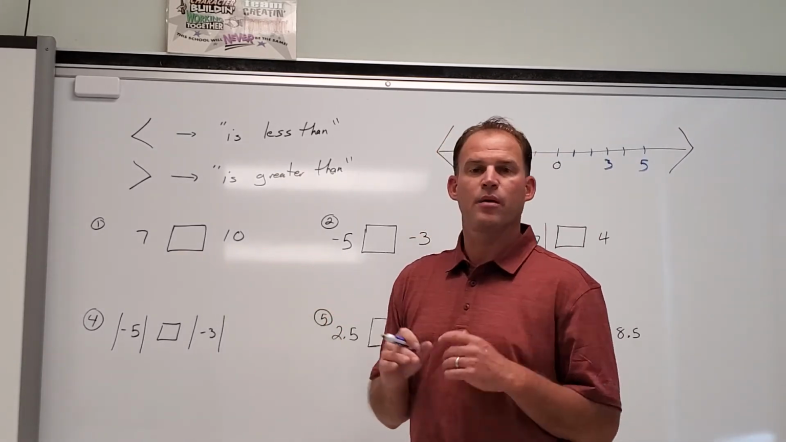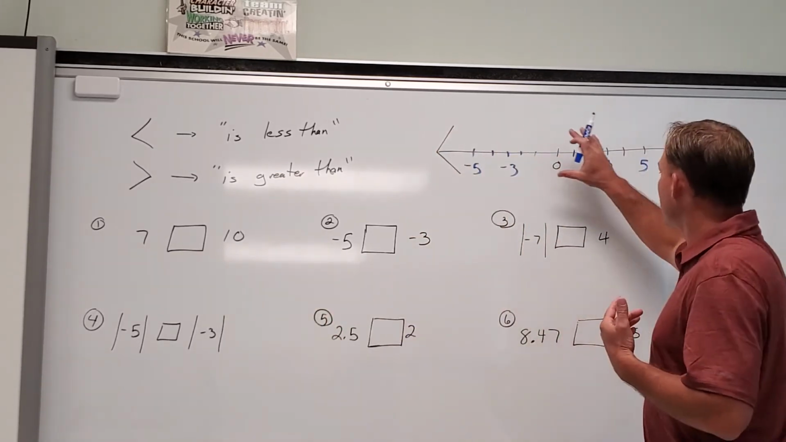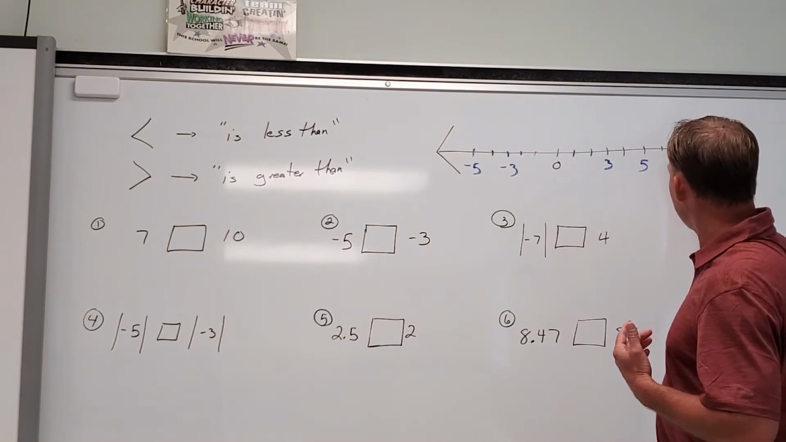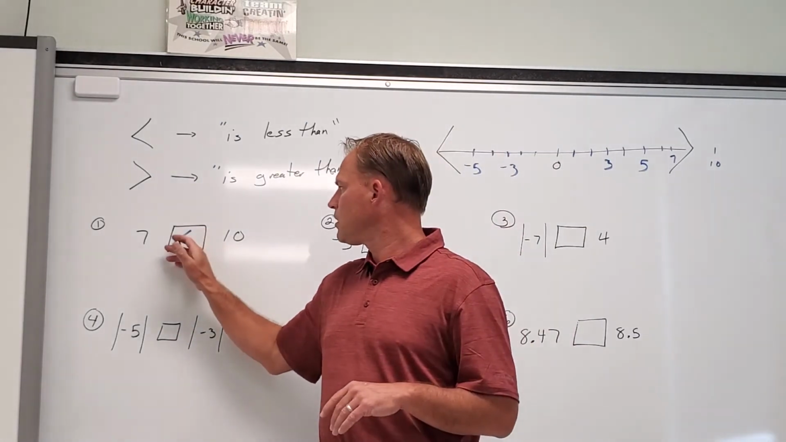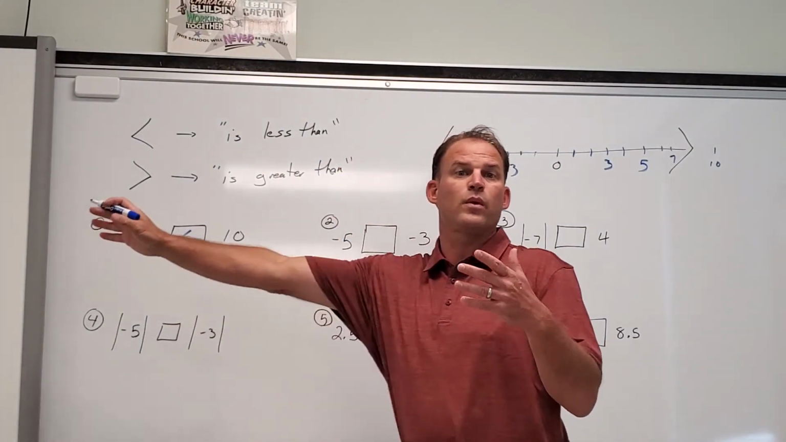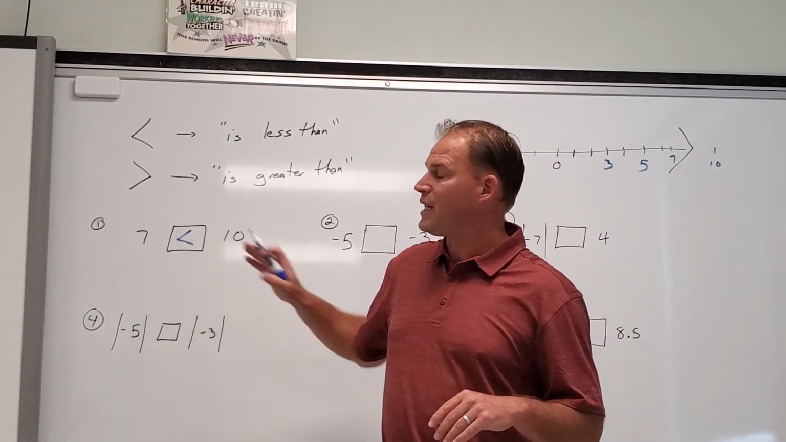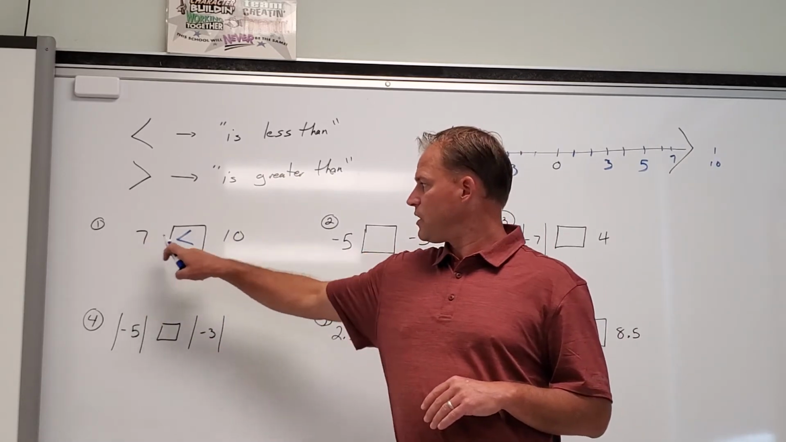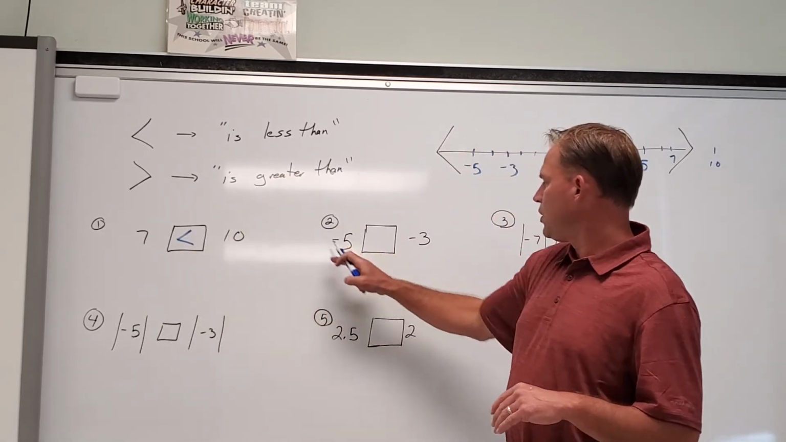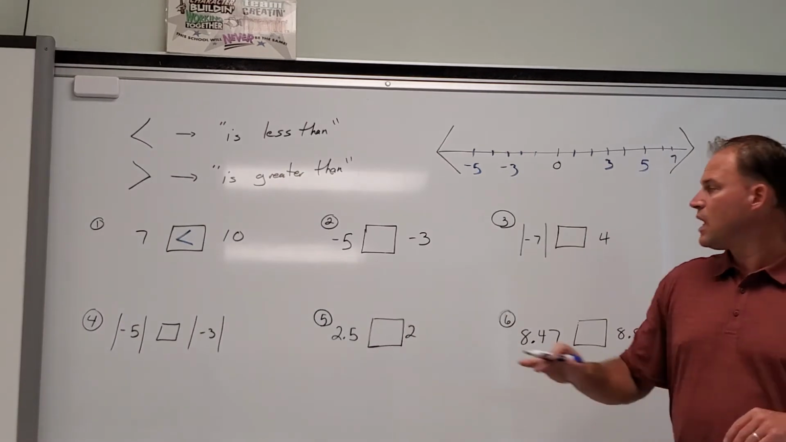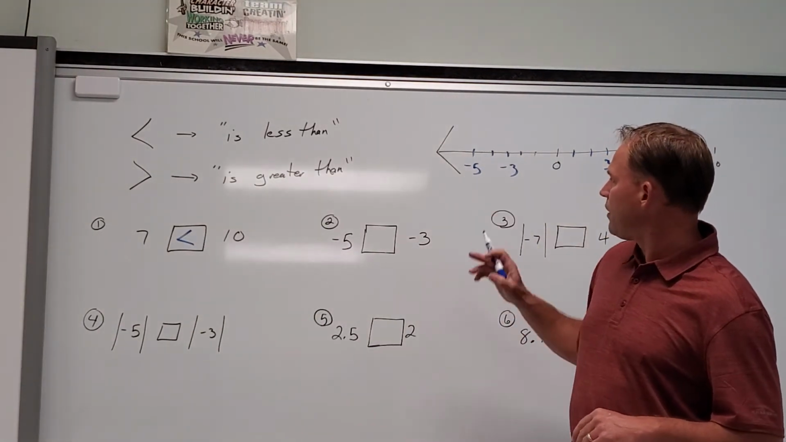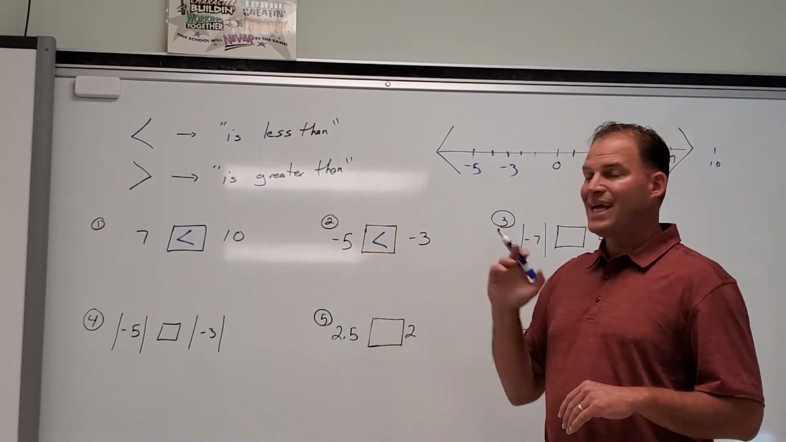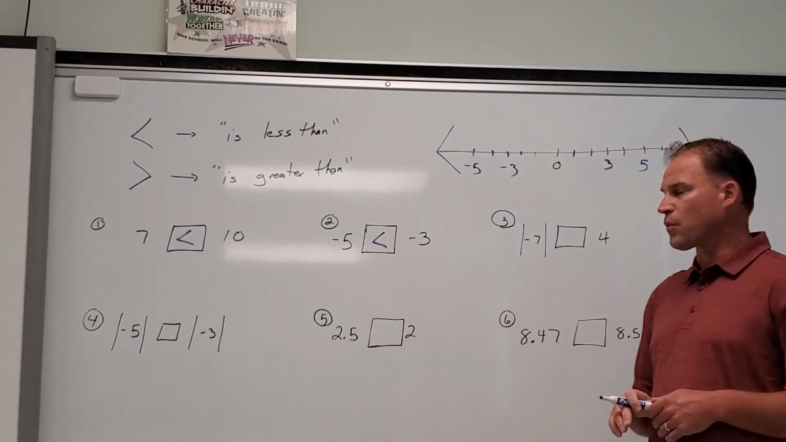7 and 10, I want to compare 7 and 10. Again, if I look at a number line, 7 is going to be here, 10 is going to be here, about. So 7 is less than 10. Again, we read left to right, so I would put an is less than sign there. 7 is less than 10. Number 2, we just talked about this. I've got -5 and -3 on my number line. -5 is to the left, so -5 is less than -3.